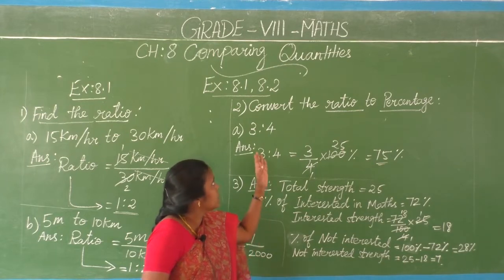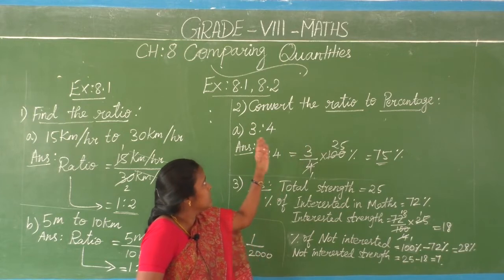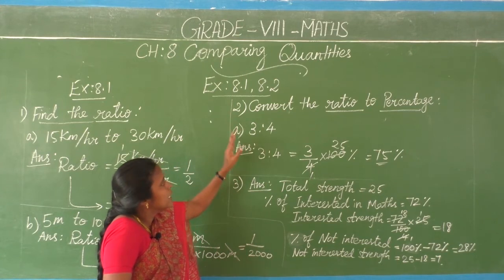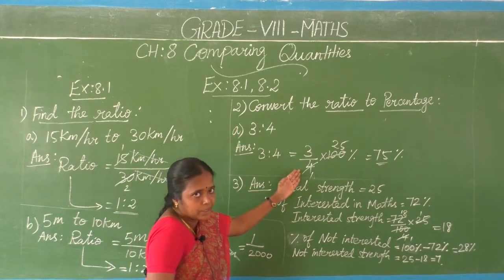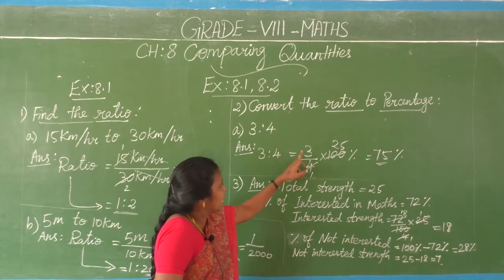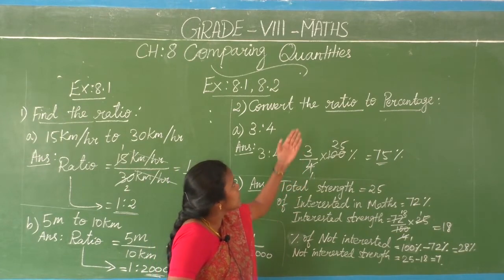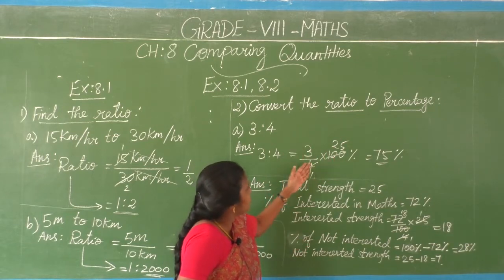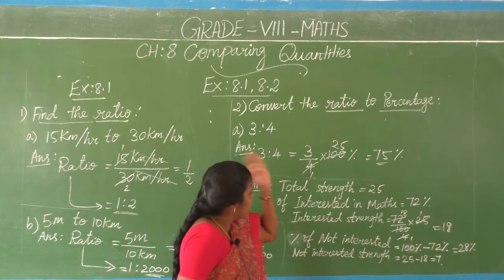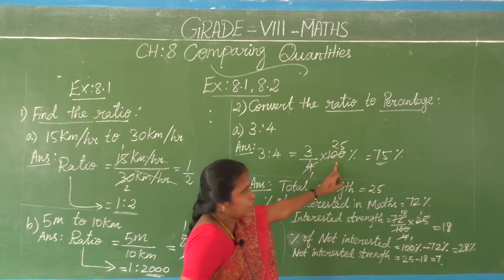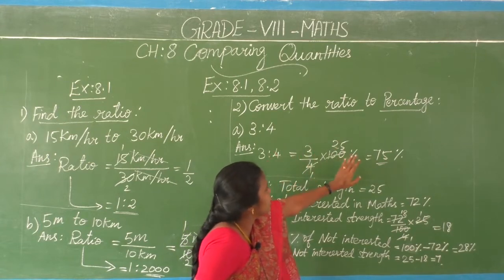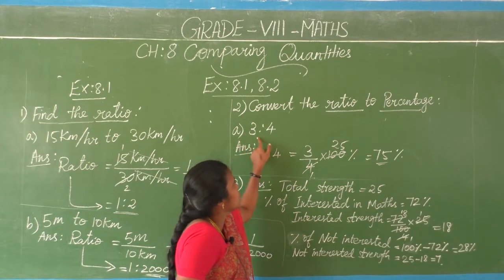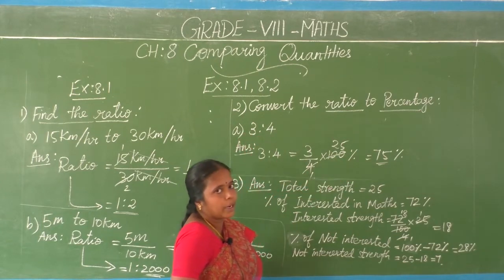So how to convert ratio to percentage? The given question is 3:4. I take that in fractional form, nothing but division. 3:4 can be written as 3/4, to be multiplied by 100. So 3/4 into 100: 25 fours are 100, and the remainder is 3 into 25. 3 25s are 75%. So to convert ratio to percentage, multiply by 100.